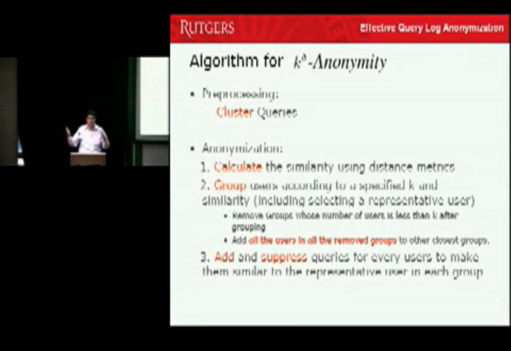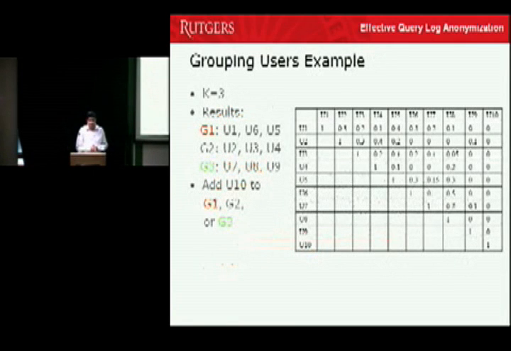And then add and suppress queries for each user in the group to make them similar to the representative users. So at the end of the day, you'll basically have a bunch of clusters which are all satisfying this definition. So basically, they're composed of users who are very similar to each other, okay? So exactly similar, so to speak.